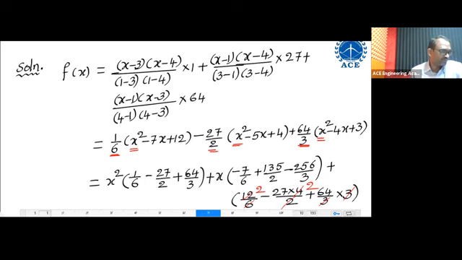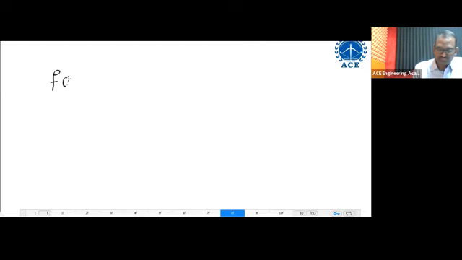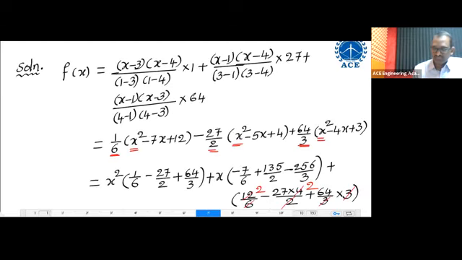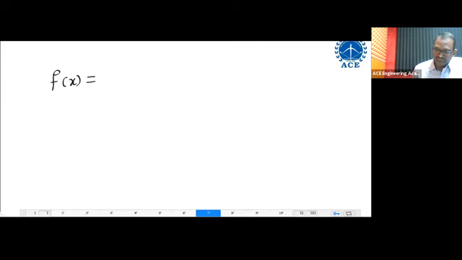Now tell me, after simplification what would be the value? Has anybody simplified? I think after simplification this is 8, 8x square. Good. 8x square minus 19x plus 12. Good. It is correct.